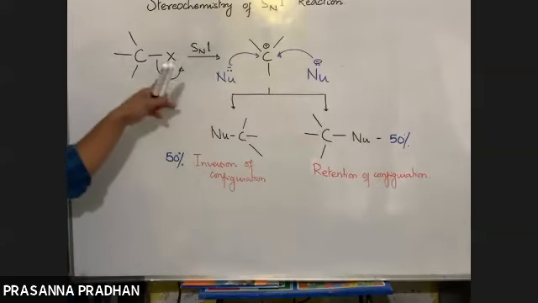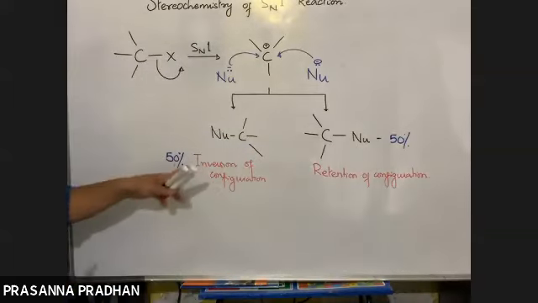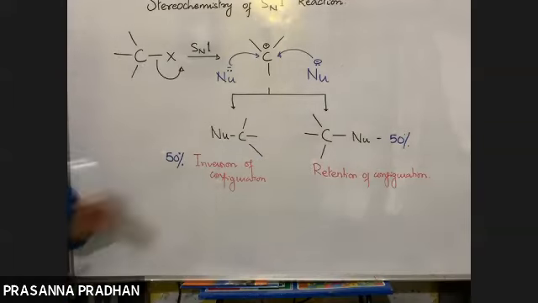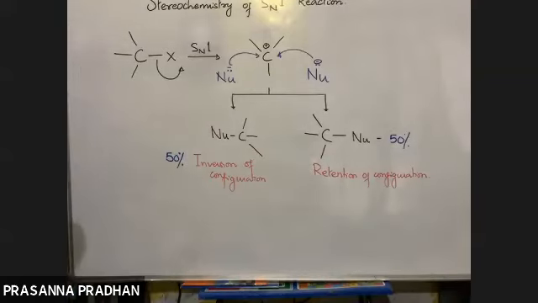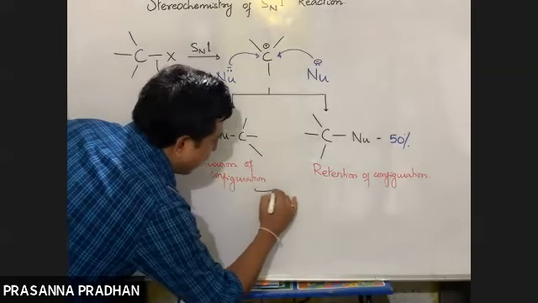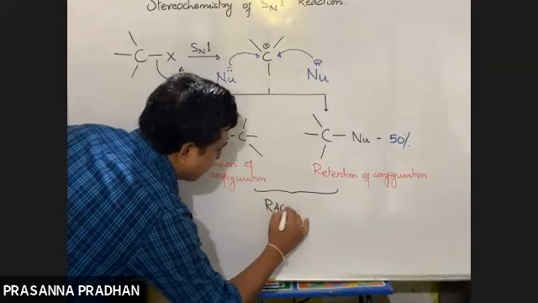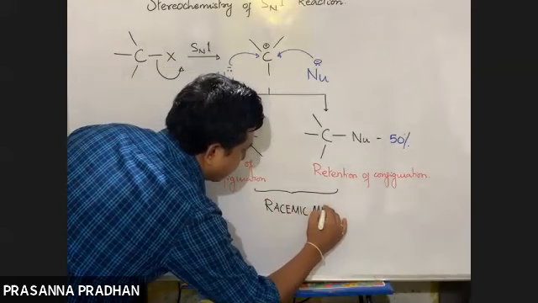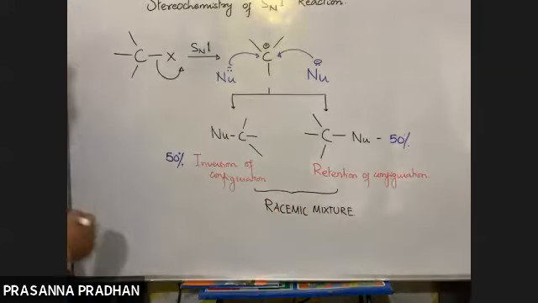Retention means the nucleophile has formed a bond from the same side, like this, retained. And inversion of configuration means the nucleophile has formed a bond from the opposite side of the leaving group. So they are formed in equal amounts. And this type of products is known as a racemic mixture.